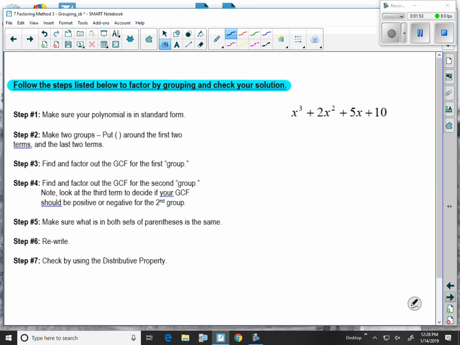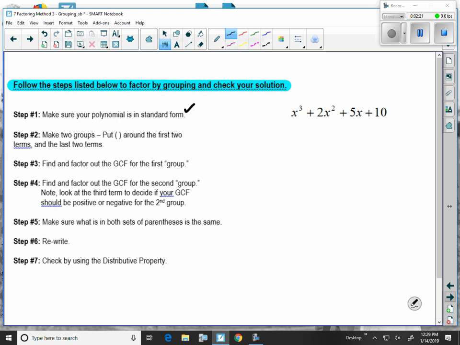I wrote down steps. It says make sure your polynomial is in standard form. What does standard form mean? In order. What has to be in order? The exponent. It has to go from highest to lowest. So we go from 3, 2, 1, and then our regular number. We're good.